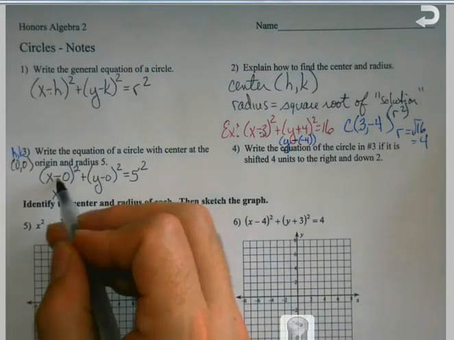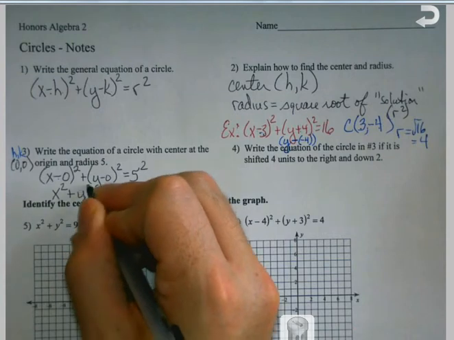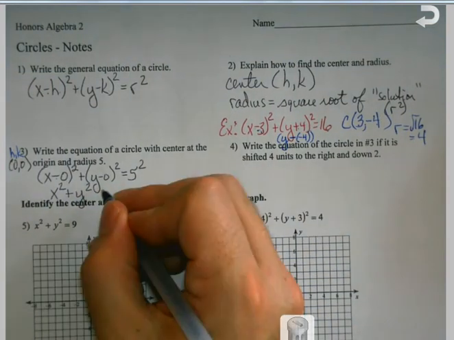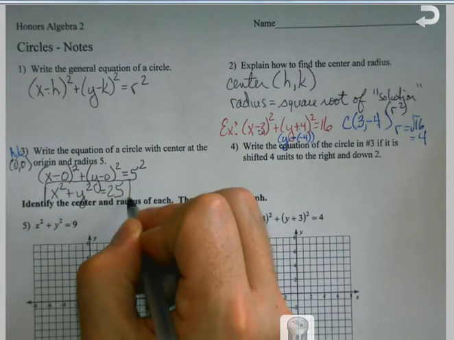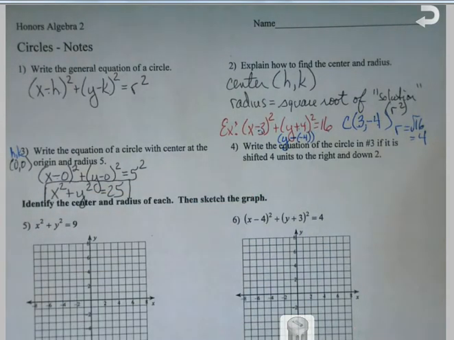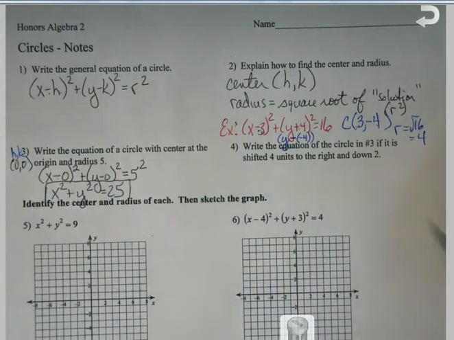Again, could I leave it like that? Sure. But normally, if it's 0, we don't put it. And then 5 squared is 25. And I'm ready to go. Now again, we're going to do lots of these to get some practice. But this next one gets kind of more interesting. Write the equation of the circle if it's shifted 4 units to the right and down 2.